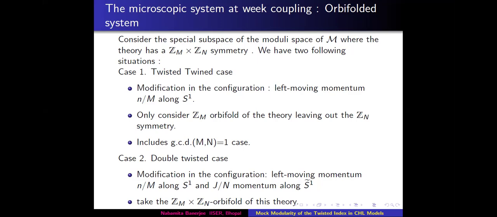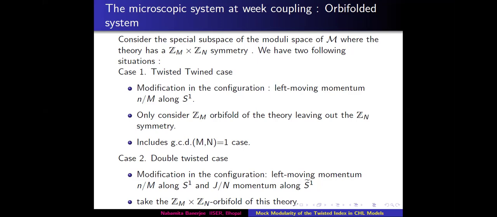So what we are doing is we have only considered the Zm orbifold, leaving out the Zn. So Zn symmetry is still there. And this case also includes situations where the GCD of M and N is 1. This is one possibility. Even for these configurations, with these modifications, these charges and new symmetry generators acting on the system, one can compute the index. From the index, one can compute the degeneracy function.